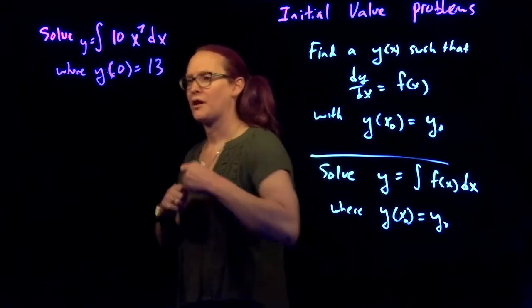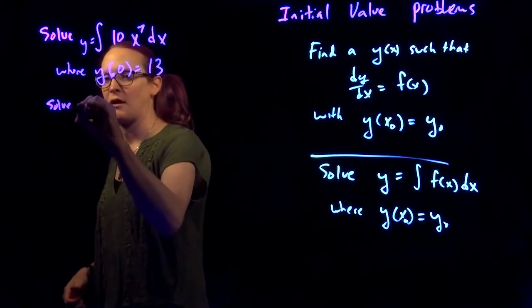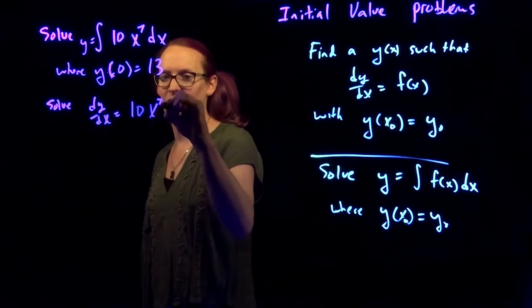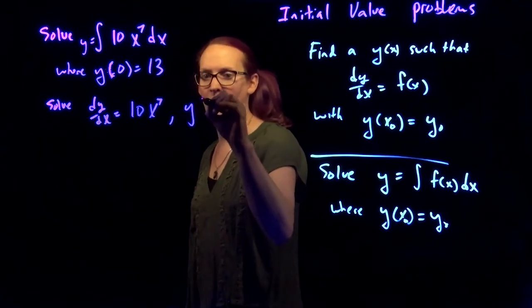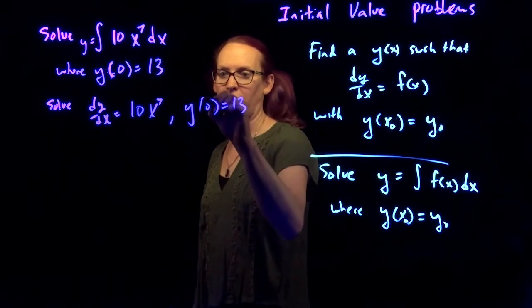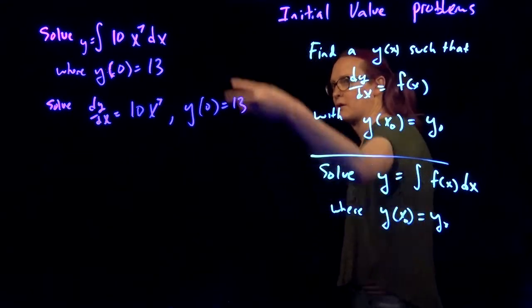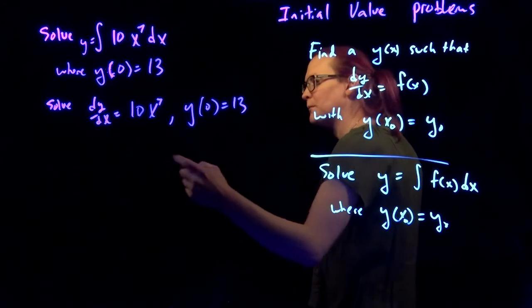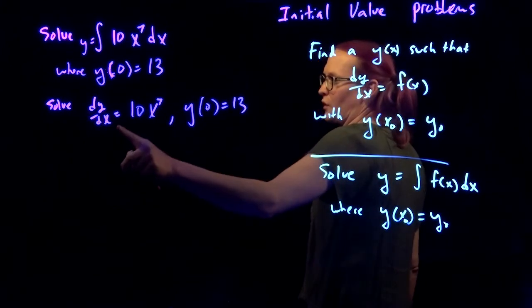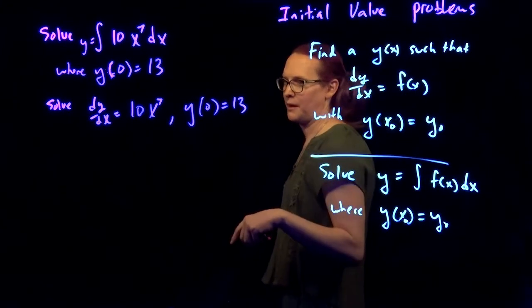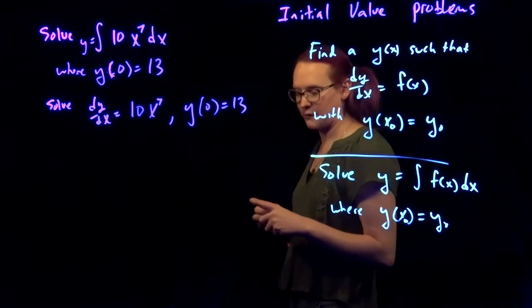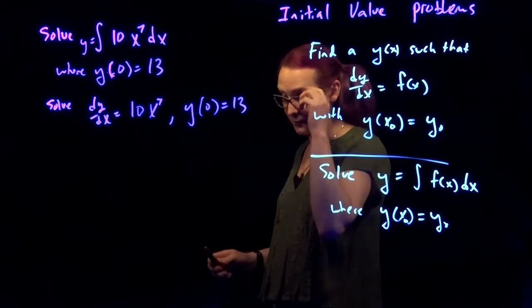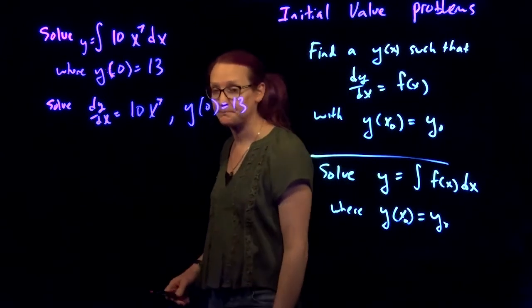Another way of saying this would be solve dy dx is equal to 10x to the 7 with y of 0 equals 13. So these two phrasings are equivalent to each other. This one's in terms of a differential equation, because I have differentials here and I have an equation. We're not going to get into the world of differential equations too heavy in this class. So I think that's as far as I really want to go.